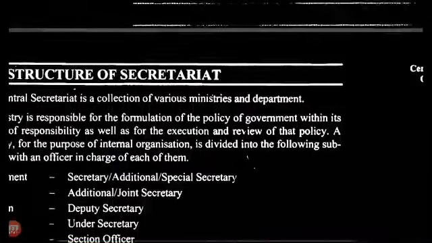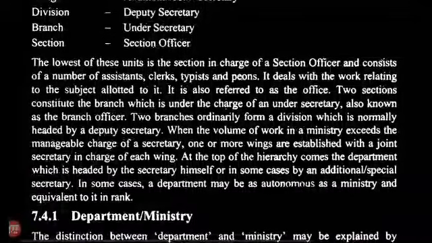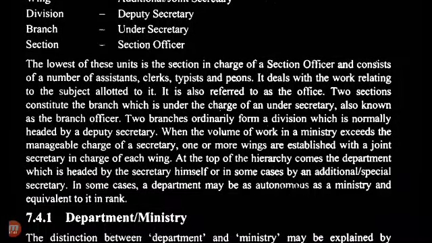Wing: Additional or Joint Secretary. Division: Deputy Secretary. Branch: Under Secretary. Section: Section Officer. The lowest of these units is the section, in charge of a section officer, and consists of a number of assistants, clerks, typists and peons. It deals with the work relating to the subject allotted to it. It is also referred to as the office.